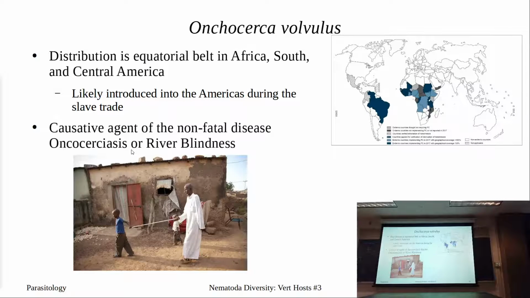So Onchocerca volvulus, it's in the equatorial belt, so Africa, South America, and Central America. It's thought that it was introduced into the Americas via the slave trade. So historically, it was in Africa. This is the causative agent of the non-fatal disease onchocerciasis or river blindness. So I've been told that in some of these villages where Onchocerca volvulus lives, you'll see these older individuals being led around by young kids because they're blind. And it's the parasite that was doing that.